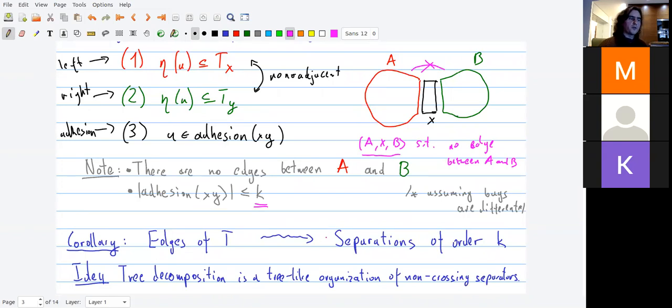Tree decompositions are sort of tree-like organizations of separators in the graph, and these separators are non-crossing because whenever I'm shielded by some other separation, an edge that is deeper in this tree will carve out only a subset of what the higher edge is carving out. So you can also view treewidth like that. So this was essentially the definition of treewidth and how to view treewidth in a combinatorial way.